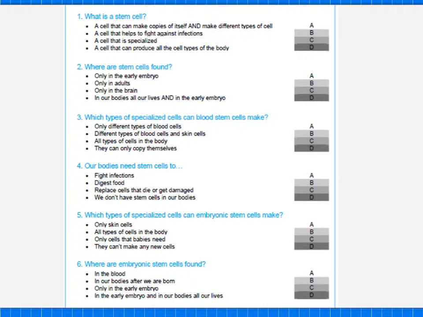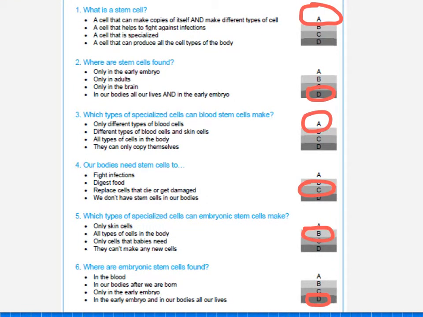Okay, here are some summary multiple choice questions. I would probably pause and have a go at these questions. Okay, and here are the answers. 1 is A, 2 is D, 3 is A, 4 is C, 5 is B, and 6 is D.